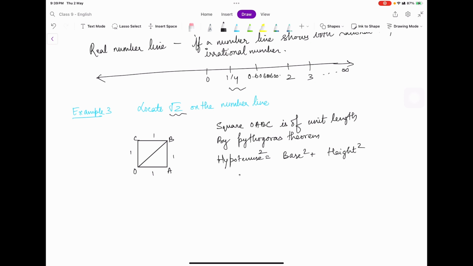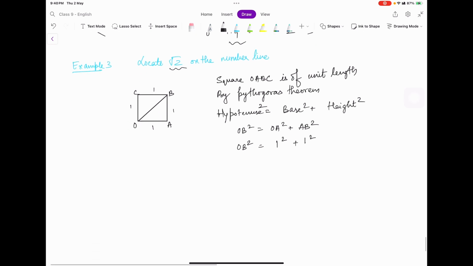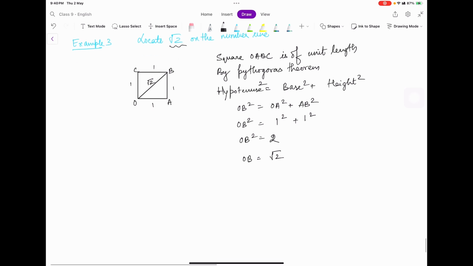So what is the base? OB square equals base OA square plus height AB square. We don't know the value of OB. We want to find the value of OB. OA is of unit length, we know that, so it's 1 square. AB is of unit length, it's 1 square. So OB square equals 2. So OB equals root 2. The value of OB we are getting is root 2. You see? So this is how the value root 2 has come into existence, how they actually found it out, by Pythagoras theorem.